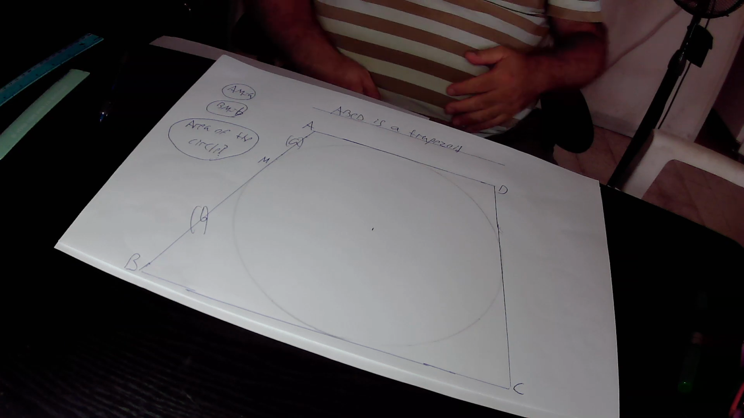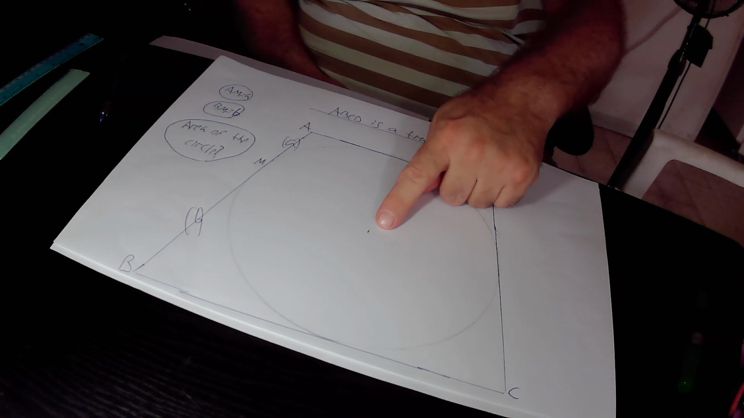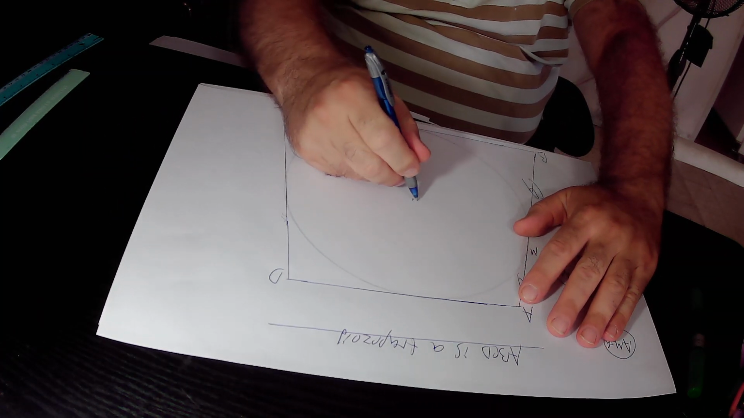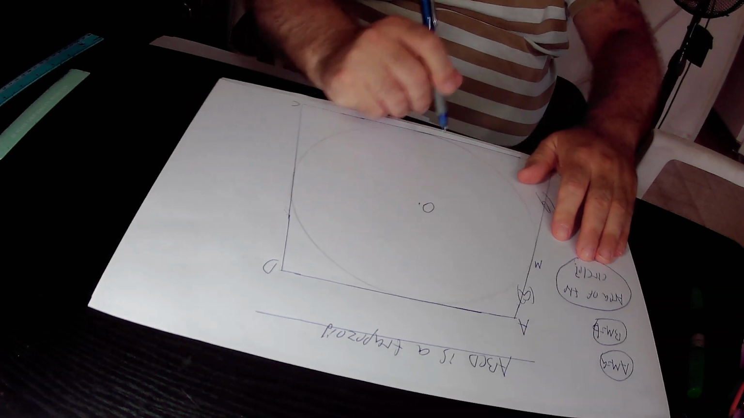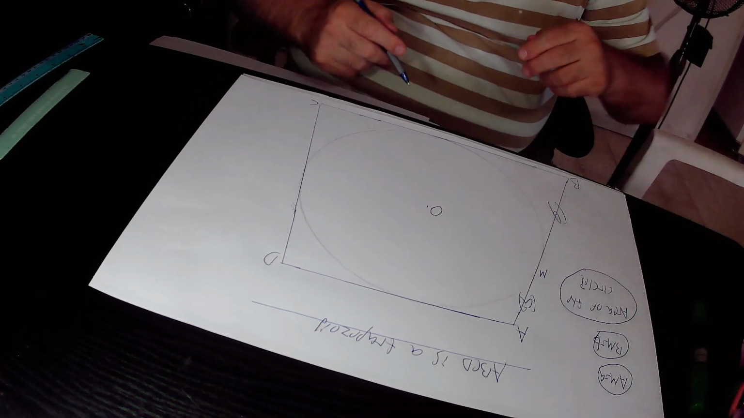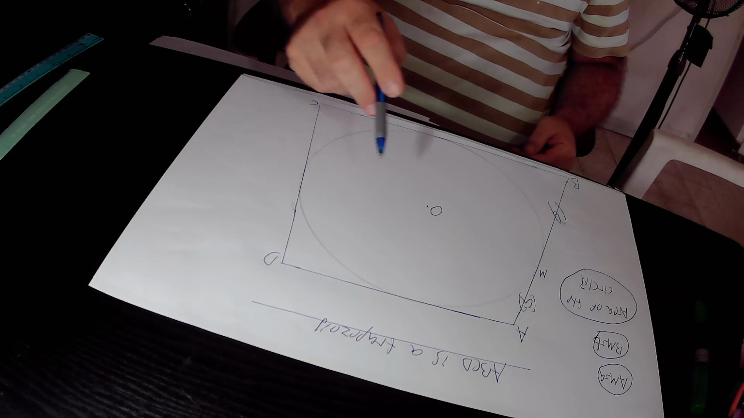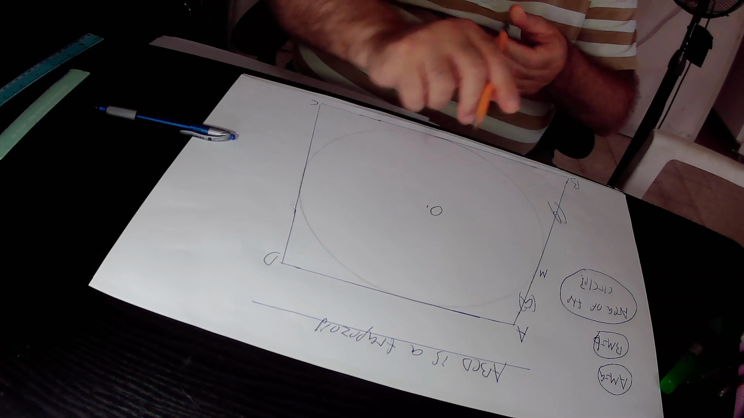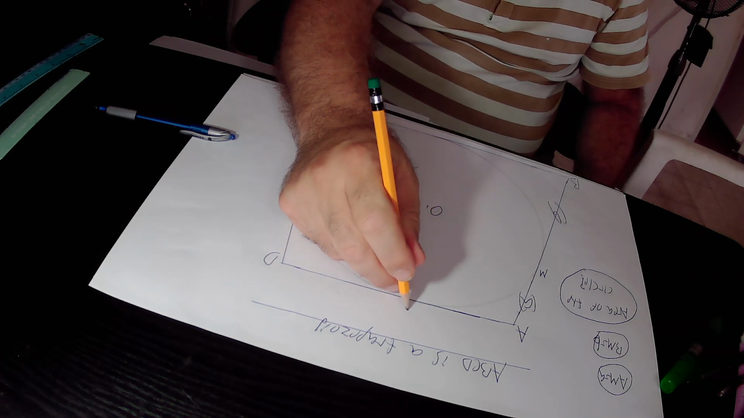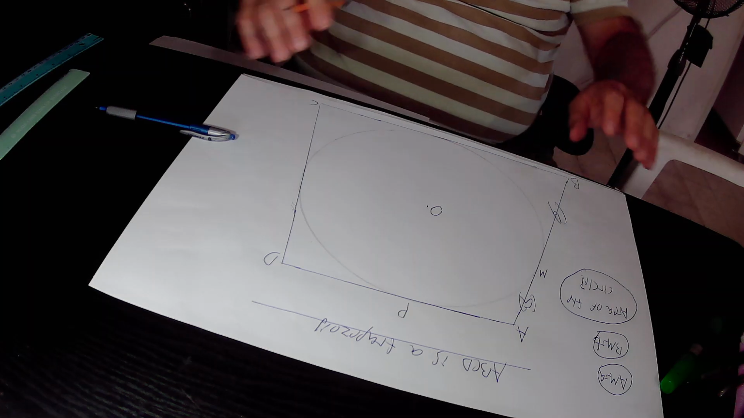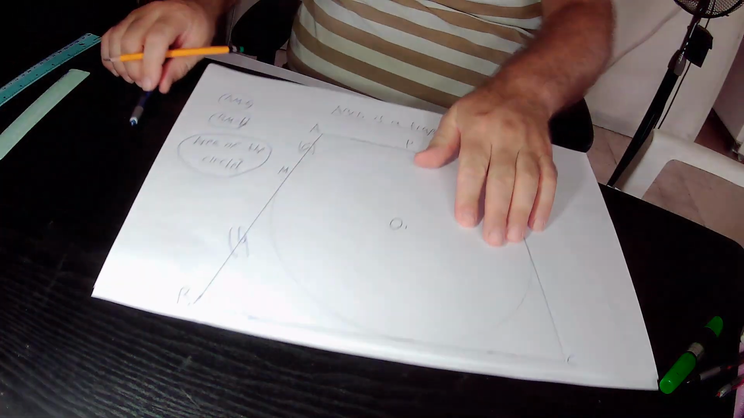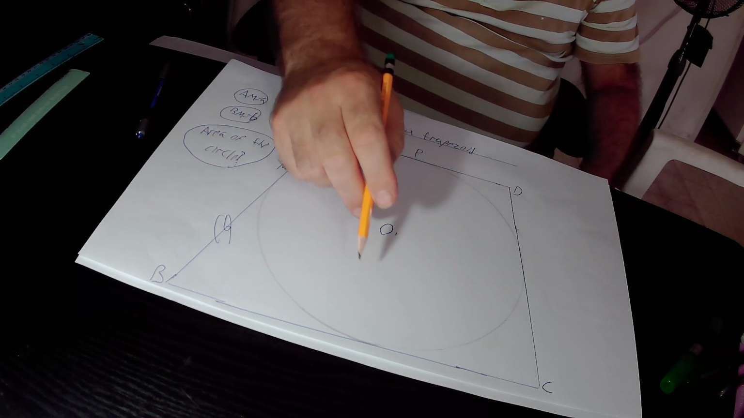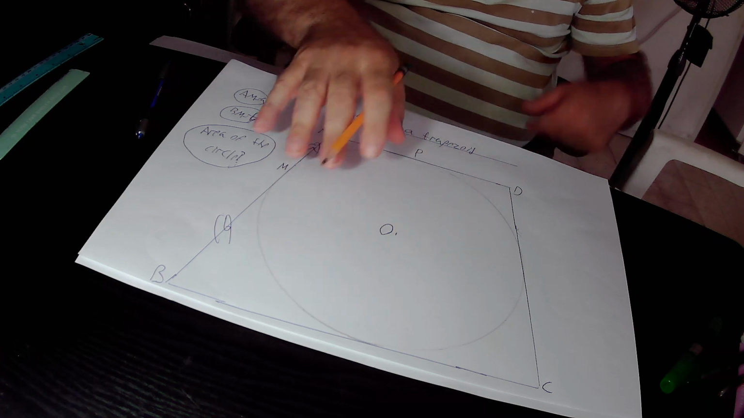So first of all, we find the center of this circle, and this point is point O. And we define the point of tangency of tangent AD with this circle. This point is point P, and the point of tangency of tangent BC with this circle is point Q.